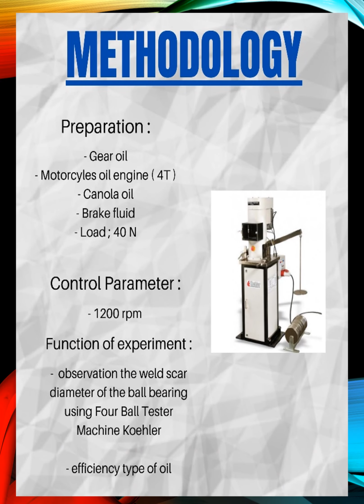Okay, I will present and explain the methodology. The methodology has preparation, control parameter and function of experiment. For preparation, we have gear oil, motorcycle oil, engine 40, canola oil, brake fluid and a load of 40 Newton. For the control parameter, we have 1200 RPM. The function of the experiment is to observe the wear scar diameter of the ball bearing using the 4-ball tester machine, and another point is the efficiency of each type of oil.